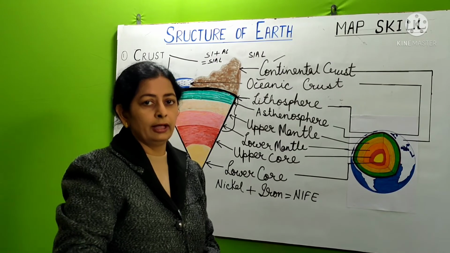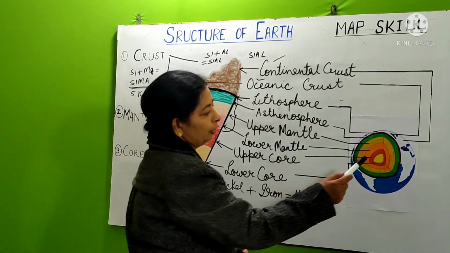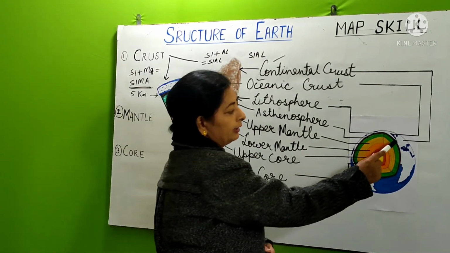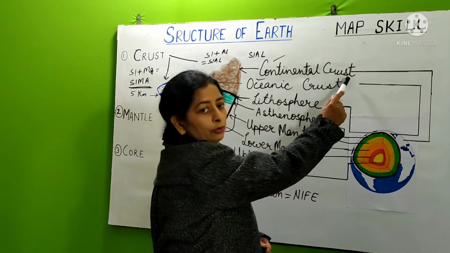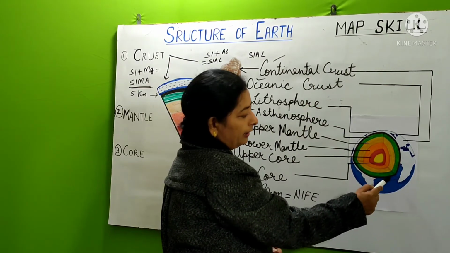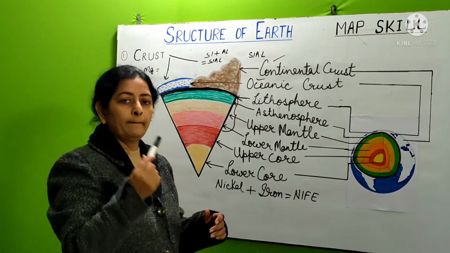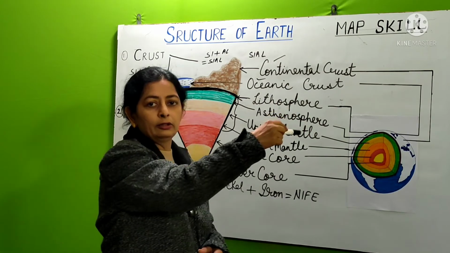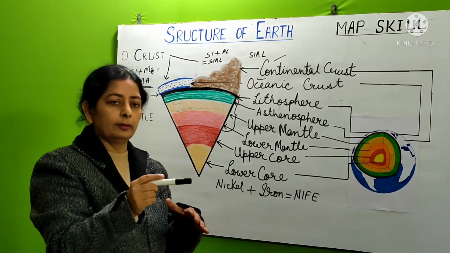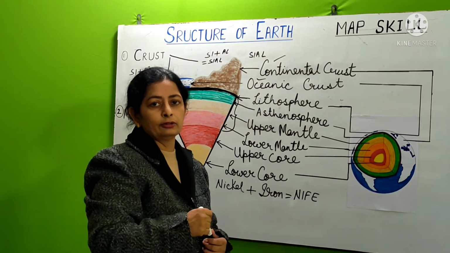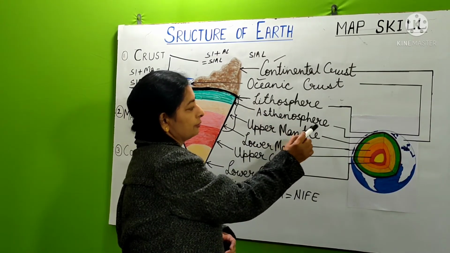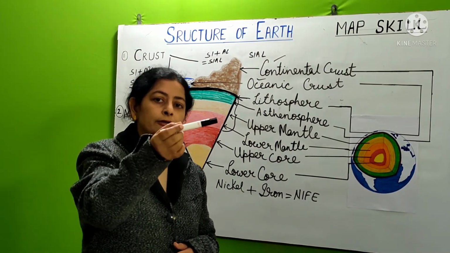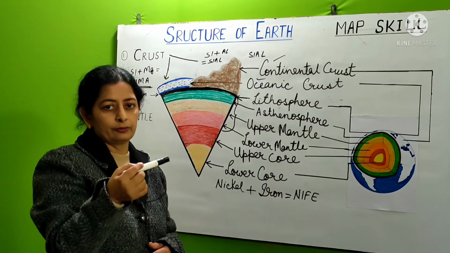Now let's recapitulate everything we have learned. The topmost part, the crust of the earth, is divided into two. The first layer, the landforms, is called the continental crust. The ocean part is called the oceanic crust. Below that, the continental crust and the oceanic crust, both are included, together comprise what is called the lithosphere. Below that layer, a transition zone you can say, is the asthenosphere, which includes a little part of the lithosphere and the upper mantle zone also.